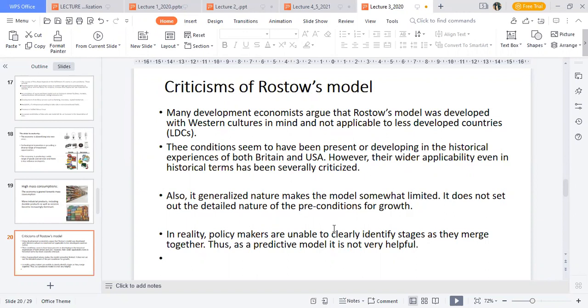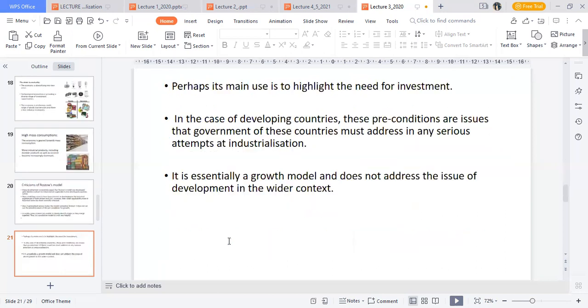Policymakers are unable to clearly identify stages as they merge together, meaning that there's no stage that you have to go through. I mean, what are the preconditions? The preconditions are not really clear, nor the takeoff stage. What are the takeoff stages? What are the things you have to do? What are the stages? He didn't state all those things. So these are criticisms that you can raise in your essay.